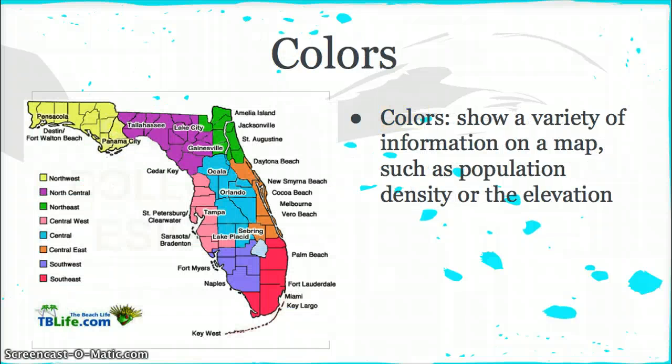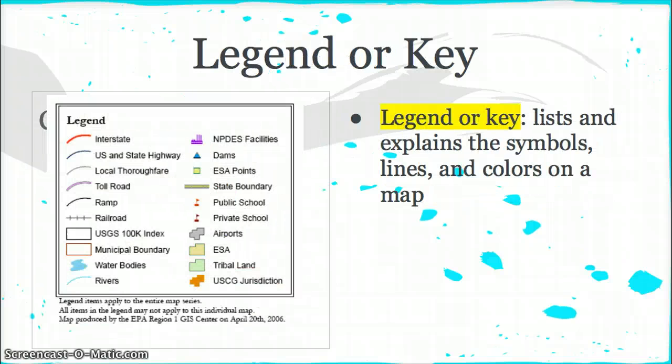Colors. Colors show a variety of information on a map, such as population density or elevation. Here the colors are showing different sections of the state of Florida. And then again, you would use your legend or key to help you read that information. A legend or key lists and explains the symbols, lines, and colors on a map. So here's a very detailed legend.